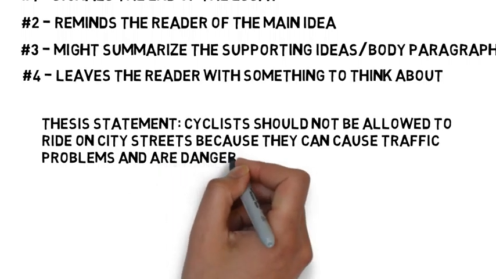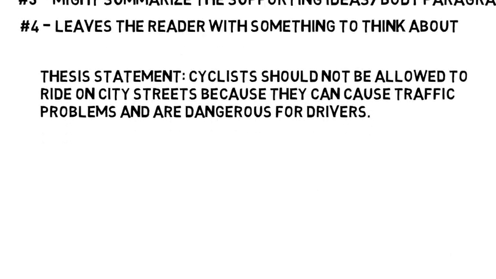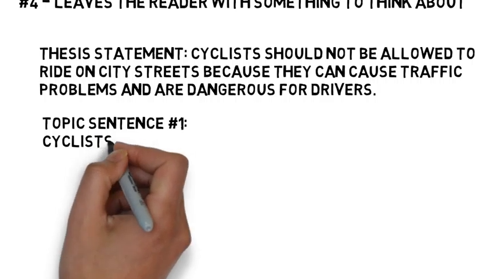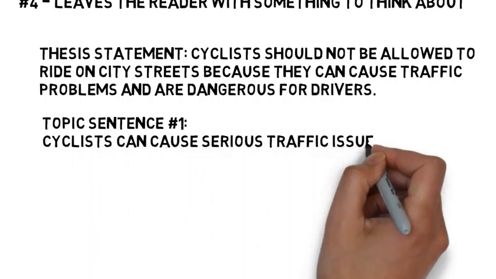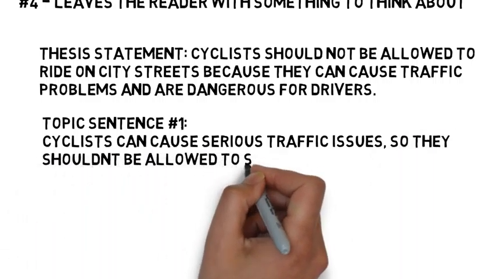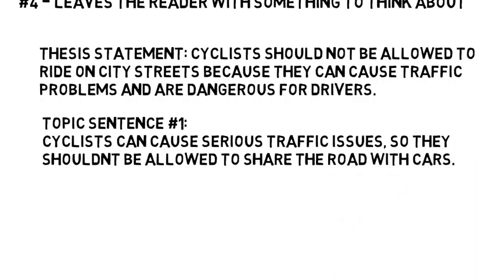This essay had 2 main supporting ideas, so it had 2 body paragraphs. The topic sentence of the first body paragraph read, "Cyclists can cause serious traffic issues, so they shouldn't be allowed to share the road with cars." As you can see, the topic, cyclists, is the same topic as our thesis statement. But the controlling idea of the topic sentence is more specific, can cause serious traffic issues.